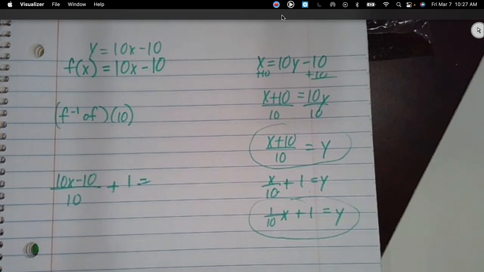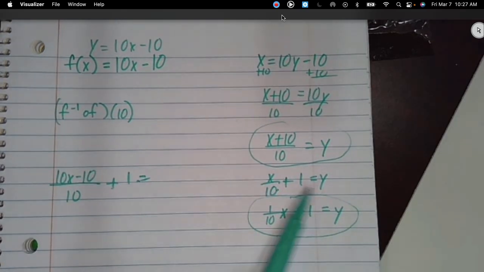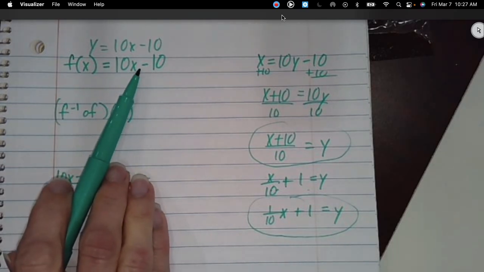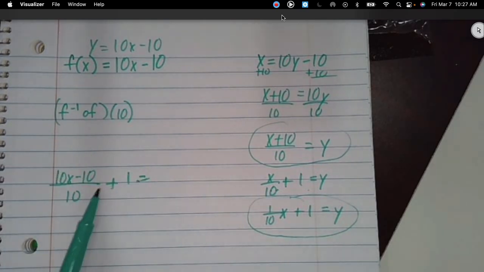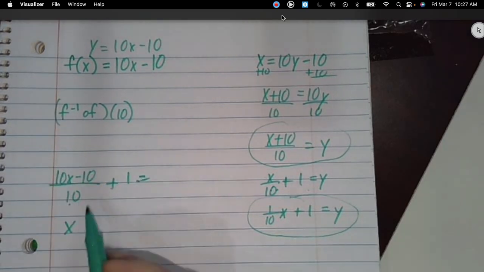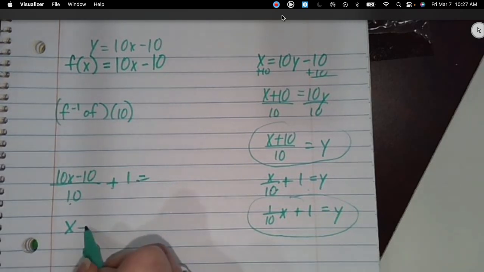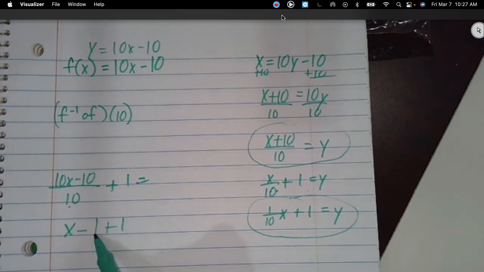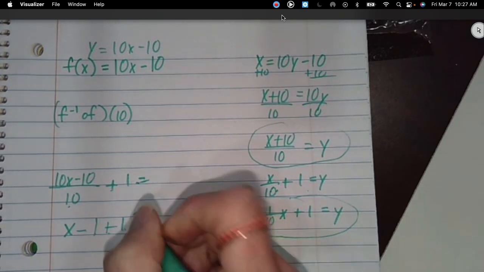Okay, and I'll go from there. Does everybody understand how I got that? Instead of x over 10, we wrote 10x minus 10 over 10 plus 1. What is 10x over 10? 1x. Okay, I'll write that down. And then what is minus 10 over 10? Minus 1 plus 1. What is negative 1 plus 1? It's 0. So I get x.